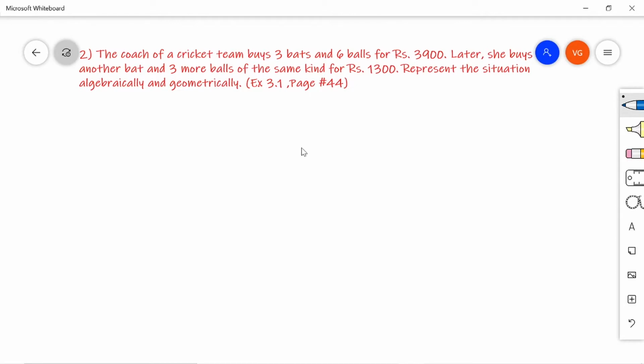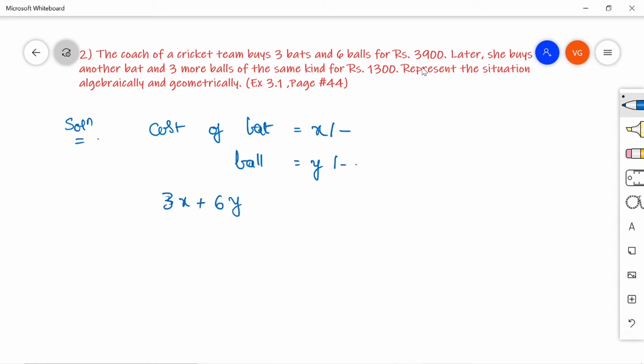So let us make the linear equations out of the given two conditions in the problem. So what they've given? They bought 3 bats and 6 balls for 3,900 rupees. So first, let us say the cost of a bat is x rupees and the cost of a ball is y rupees, right? So according to the given question, 3 bats plus 6 balls is equal to 3,900 rupees, right?